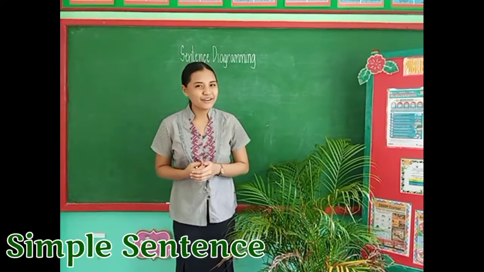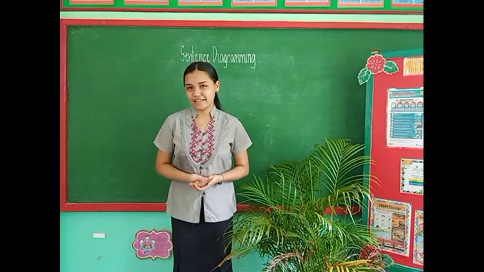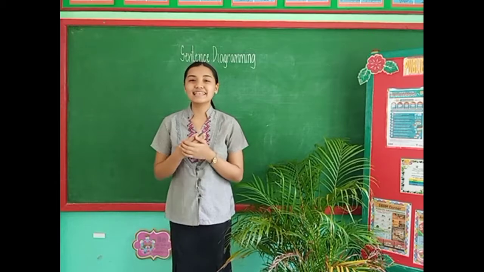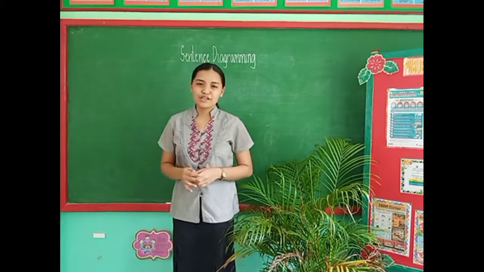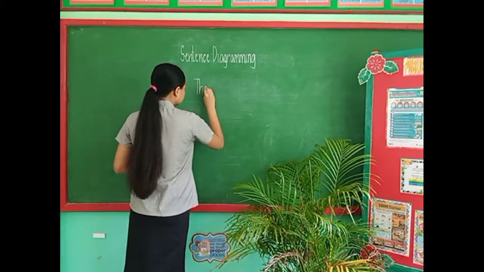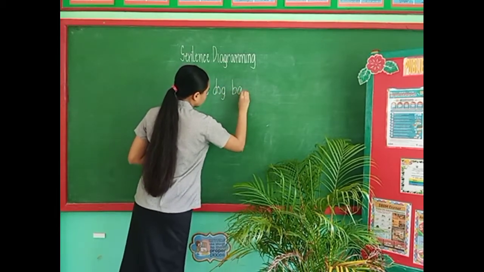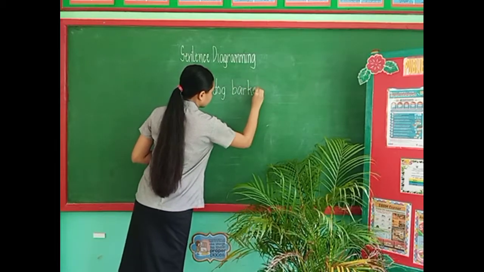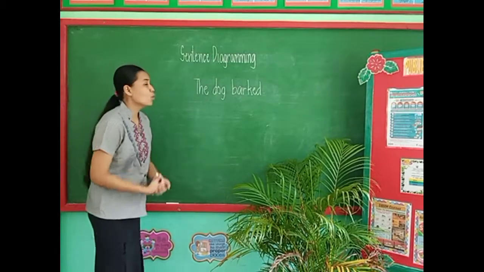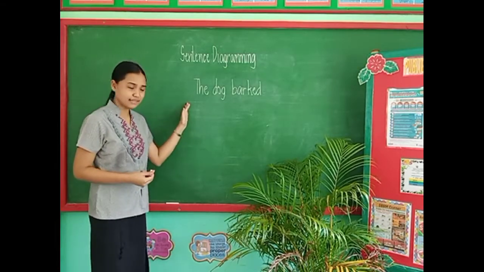But first, remember that a simple sentence only contains one independent clause. And when we say independent clause, it is a group of words that contains a subject and a verb, and it can stand alone as a complete thought. For example, the dog barked. This is an example of a simple sentence which has a subject and a verb. So how can we diagram this simple sentence?